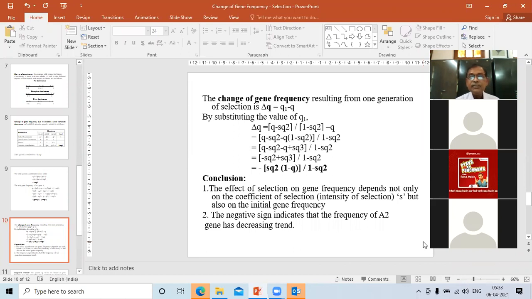Again, you see that the change of gene frequency due to selection depends upon two factors. One is the coefficient of selection S, the other is the initial gene frequency. In case of over-dominance, you will find the coefficient of selection for A1A1 and A2A2 individuals is different, that is S1 and S2. So under over-dominance also, the change of gene frequency depends on the initial gene frequency, both P and Q, as well as the coefficient of selection of the two genotypes, S1 and S2.